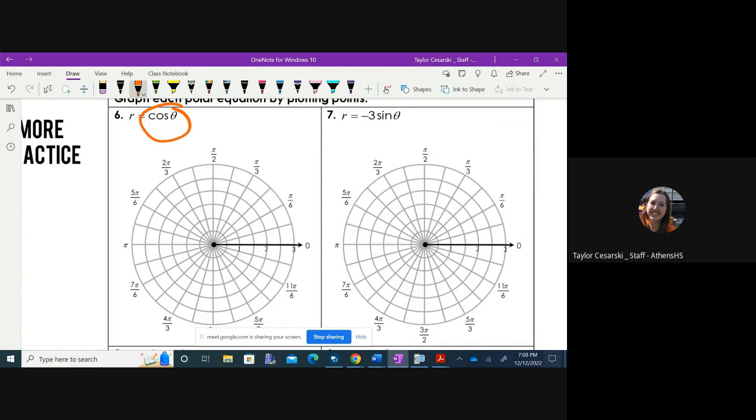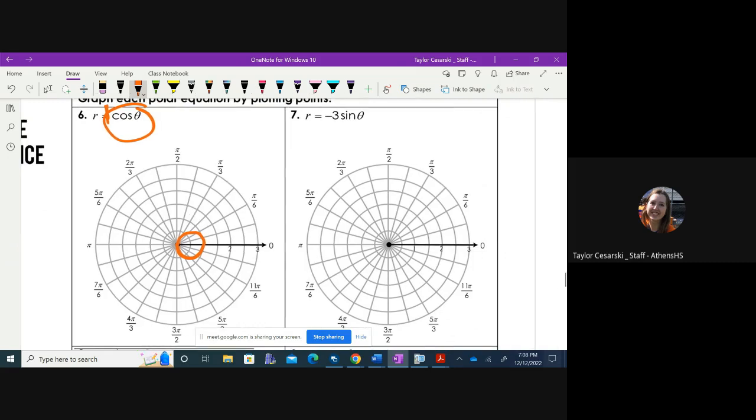This is cosine, really 1 cosine of theta. So that means it's going to be on the x-axis. Because it's positive, it's going to go to the right. So it's going to look something like this. Negative 3 sine of theta will be on the y-axis because sine is y. Instead of extending up to 3, though, it's going to go down to 3. And I should probably sketch a few more points, but that's essentially all that I'm going to require you to do is know the general shape of these graphs.